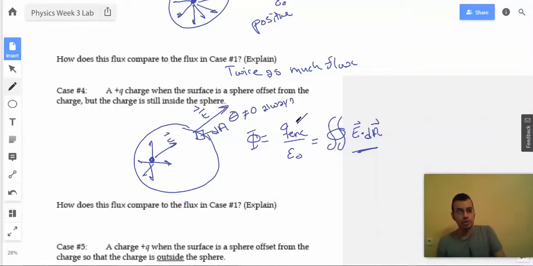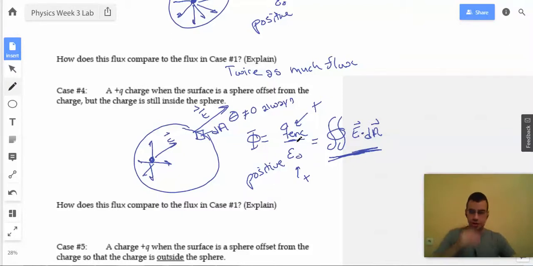But what we are going to do is look at this q enclosed here and be like, oh, this is positive, that's positive, positive over positive, positive. And we can even calculate the flux if we know what q enclosed is. So the idea here is it doesn't matter that it's off-centered. If it's off-centered, it just means we can't easily use this equation anymore. We just go straight to q enclosed and call it good. How does this flux compare to the flux in case 1? The same.